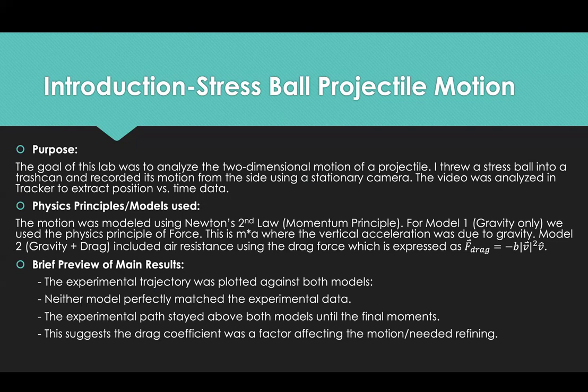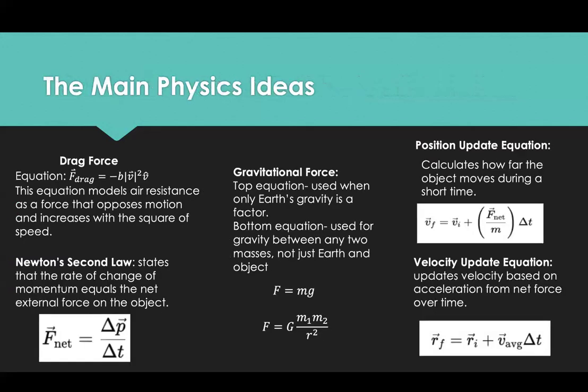So, a brief preview of my main results: the experimental trajectory was plotted against both models. Neither model perfectly matched the experimental data. The experimental path stayed above both models until the final moments. This suggests that the drag coefficient was the factor affecting the motion and needed refinement. The main physics ideas here were drag force, Newton's second law, gravitational force, the position update equation, and the velocity update equation. Here are my explanations below.